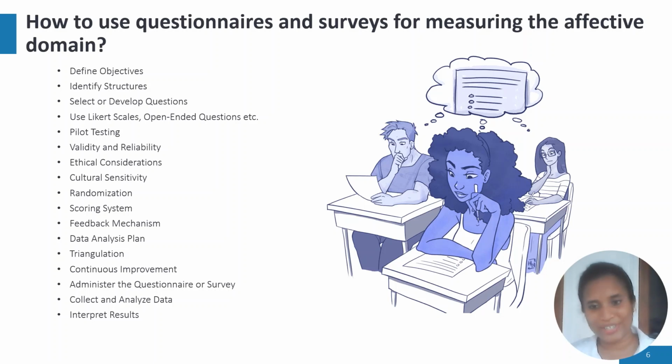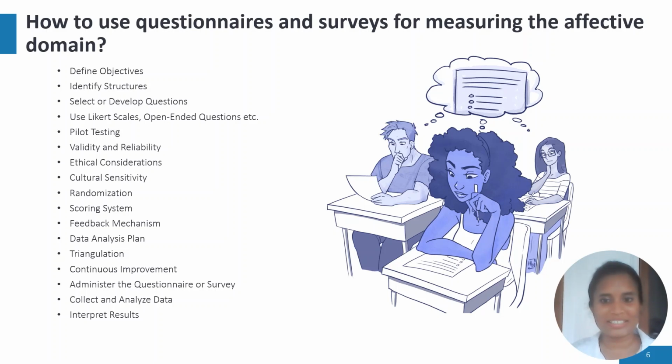So we should have a data analysis plan after the post preparation time, and we have continuous improvement, and also we can administrate the whole process during that time, and finally we can collect and analyze data and interpret results. So that's how to use questionnaires and surveys for measuring the affective domain.